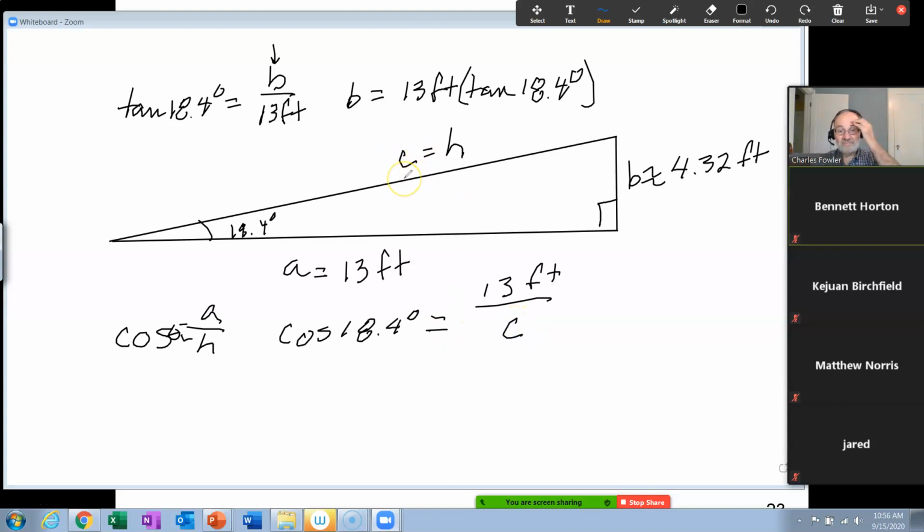the hypotenuse. Now, this is going to take a little more work because you need to get what you're looking for up top. So let's multiply both sides of the equation by C. So this will be C times cosine of 18.4. I want to get C by itself. By the way, the C's here go out. And so I'm going to divide both sides here by cosine of 18.4 degrees.